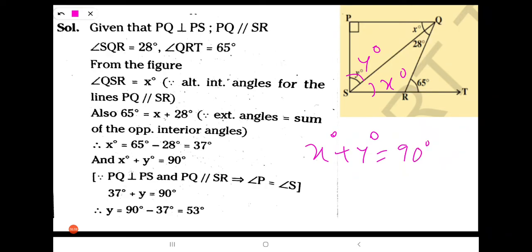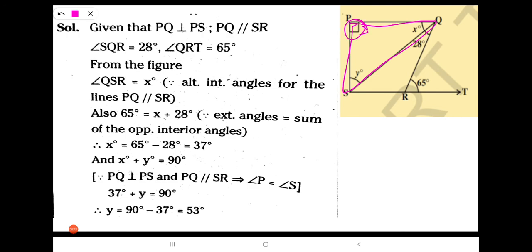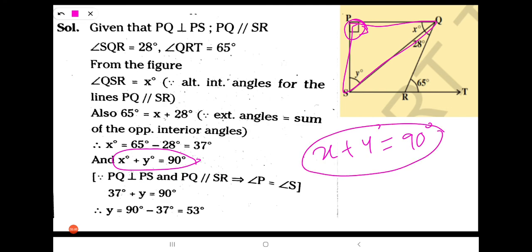This is one method, or we can say this in another way also. If you observe, this is a right angle triangle. The right angle is at P, and this is 90 degrees, we know that already. So what is the remaining possibility for X plus Y? That is nothing but 90 degrees. You can use this concept or the earlier concept also. Now we got X is equal to 37 degrees and Y is equal to 53 degrees.